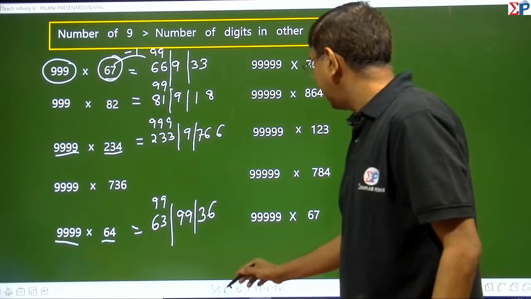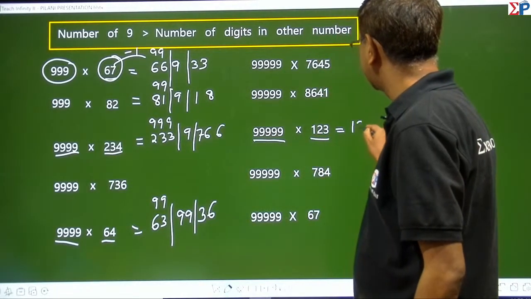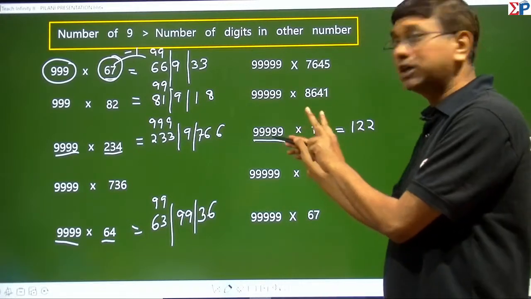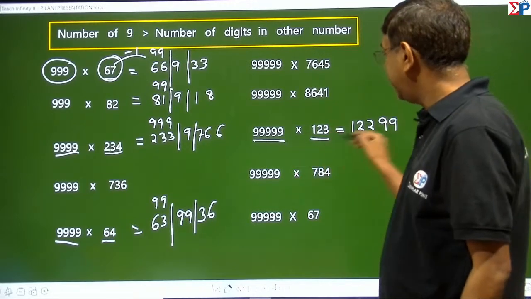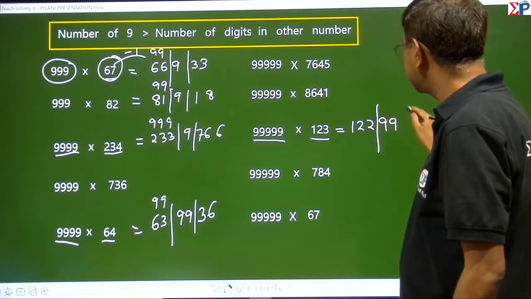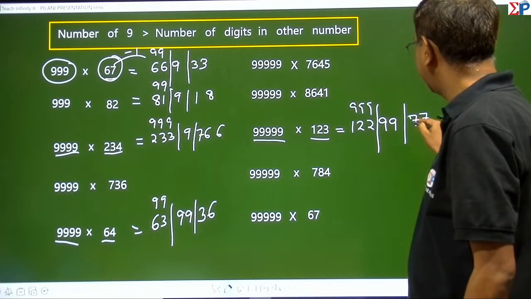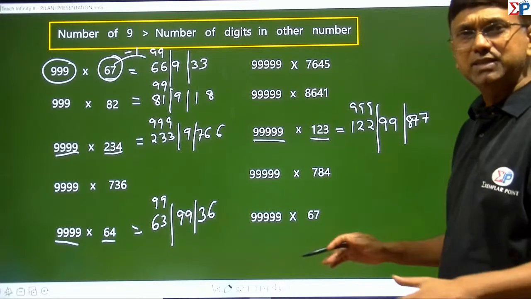Okay, and then one more example where we have 5 nines and only 3 digits. So it is 122. When you have 5 nines and 3 digits, there are 2 nines extra. So just put the 2 nines over here, and how do you get this number? Just subtract from 999. So 778. So you get 1229987. That is the simple way.